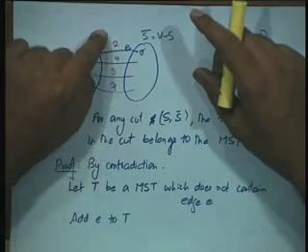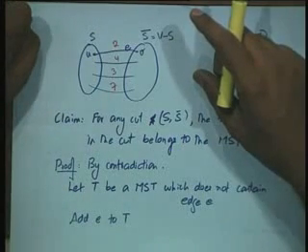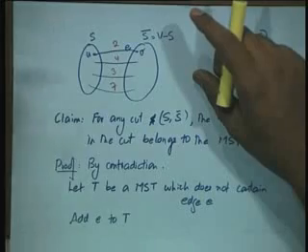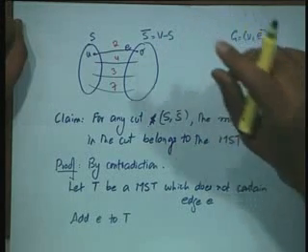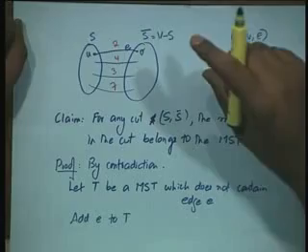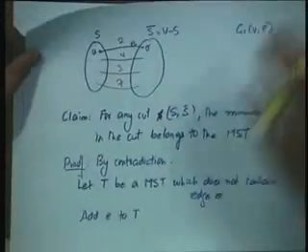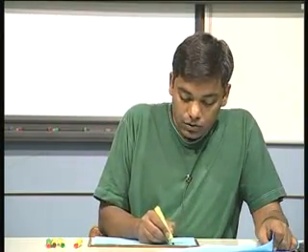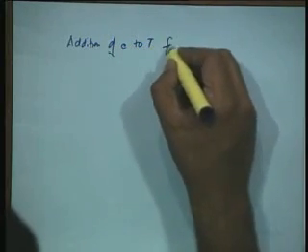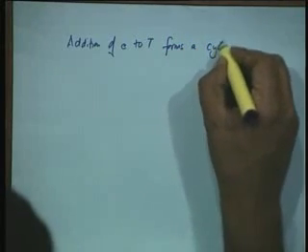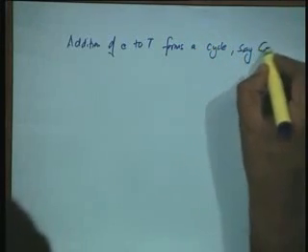But all these edges have length more than 2. So what will I do? Same thing. I'll remove this edge from the cycle and add that. This will reduce the length of the tree. So let me write that down. So we'll add E to T. Let me continue. Right? So after you add E to T, addition of E to T forms a cycle, say capital C.